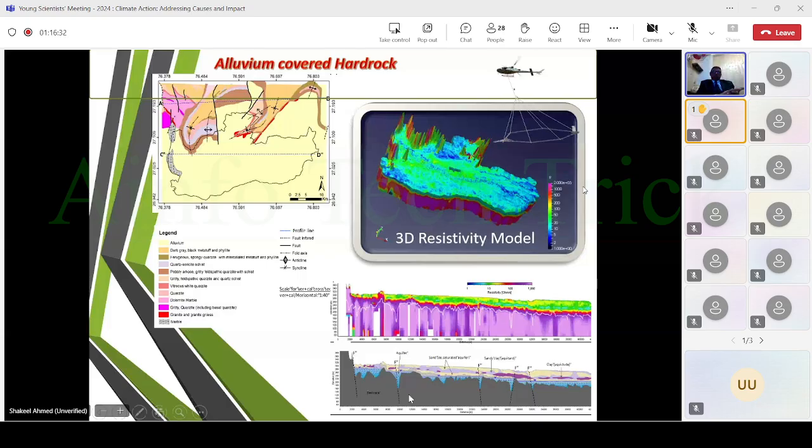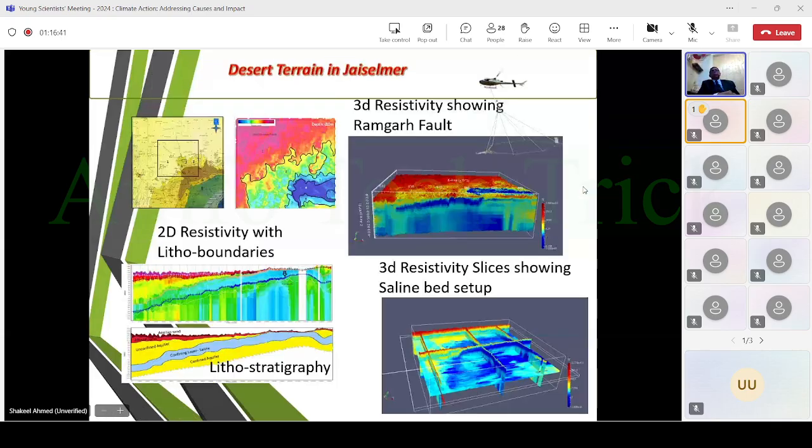Now, this is very important, and we did it for the first time in the world, in fact, in a desert area in Jaisalmer. In the desert, you cannot go inside by foot, so you cannot do a geophysical survey where you need to physically go there. Obviously the airborne survey was the only possibility. We carried that out and found the result, and I'll just discuss it.